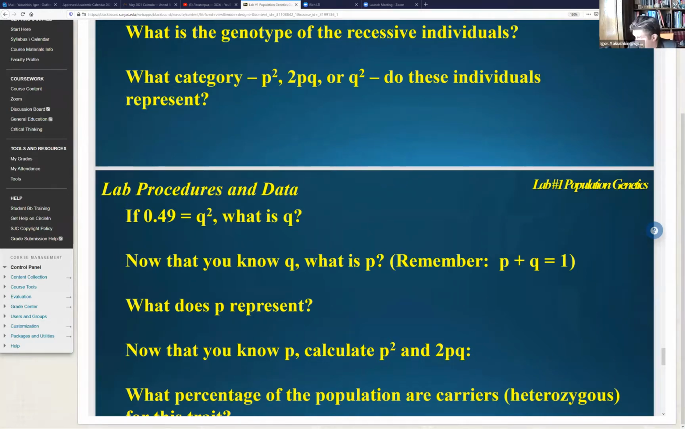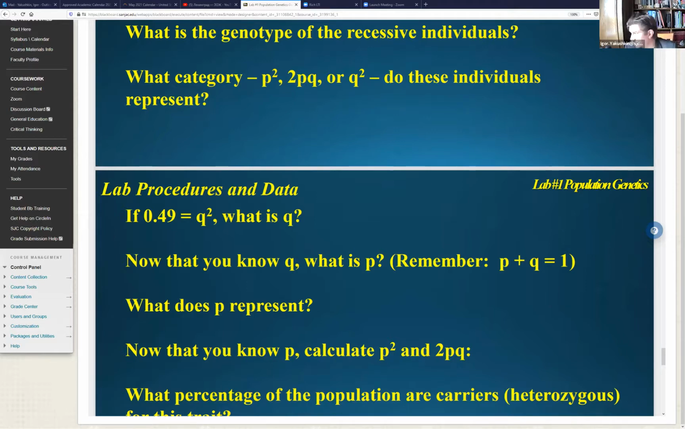is 0.42. In this particular case, it's a really good idea to stop for a second, maybe a little bit more than a second. And remember, P squared plus 2PQ plus Q squared equals 1. Double check your math. Double check my math. So P squared plus 2PQ plus Q squared has to be equal to 1.